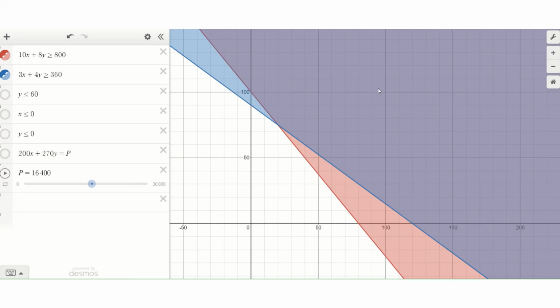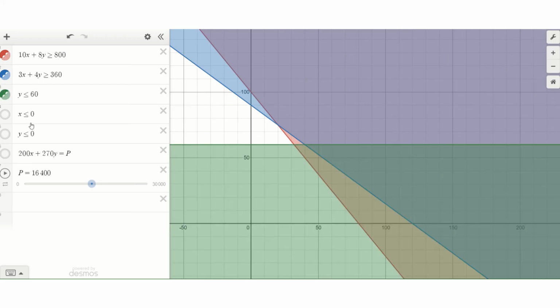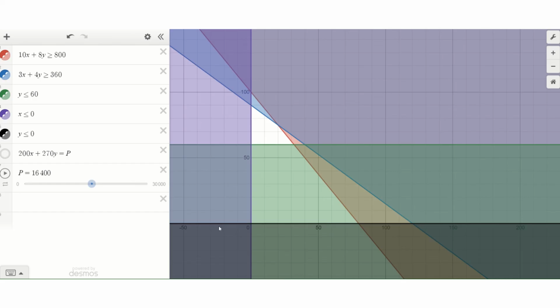So we're adding the third constraint, which is y is greater than or equal to 60. Okay, so currently again, everything that is white is feasible, everything that is shaded in is infeasible. And then we have to add in our two non-negativity constraints, which is x must be greater than or equal to 0. So it reduces our feasible region there, and y must be greater than or equal to 0. That doesn't really do much for us, it's just chilling over there.